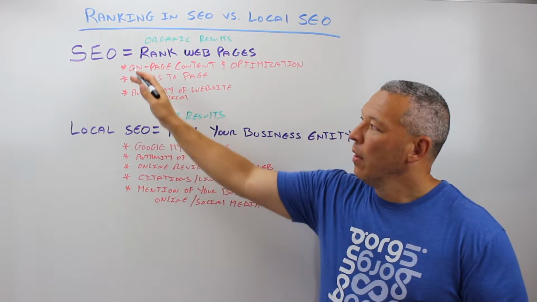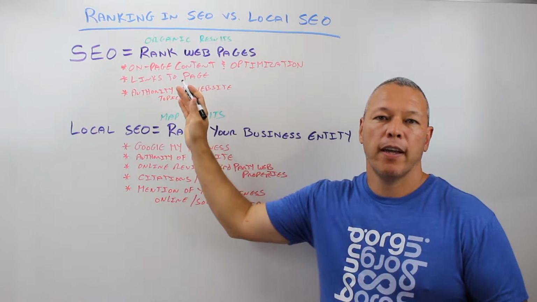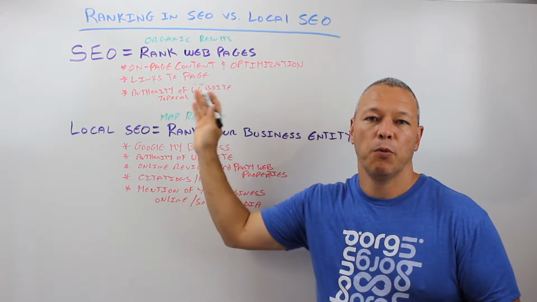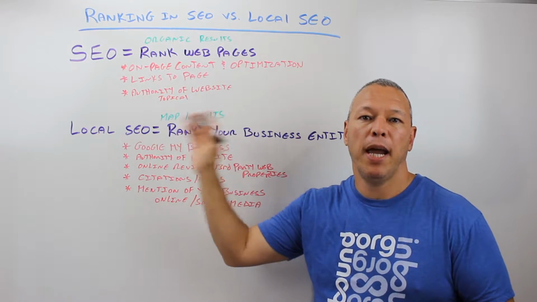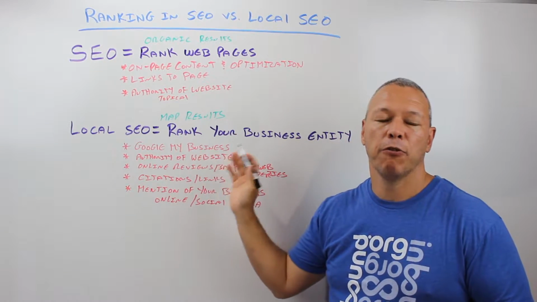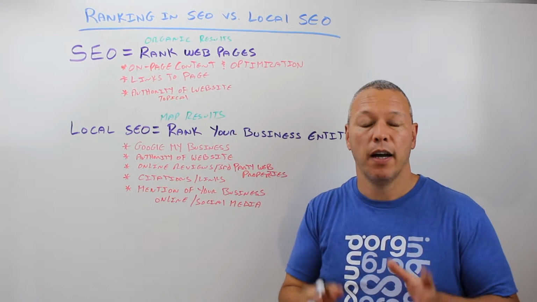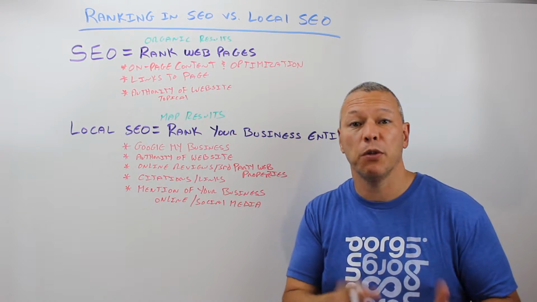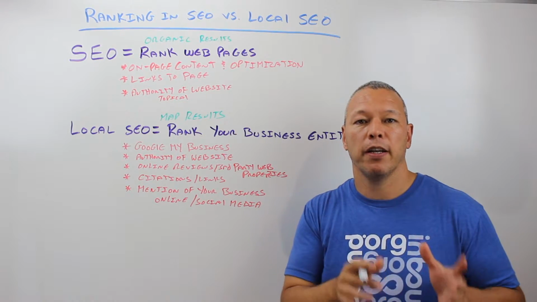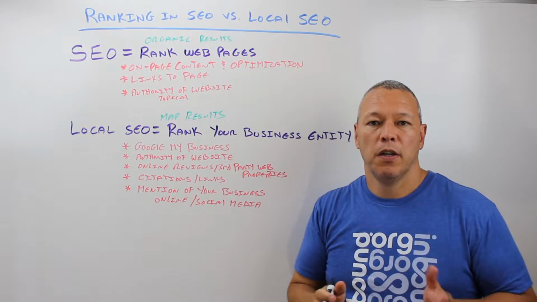The biggest difference is that when you're dealing with SEO, you're trying to rank a web page on your website. You're trying to rank the page on your site, and when it comes to local SEO, you're trying to rank the business entity. So you're trying to rank a business, not any individual web page or even your website. You're trying to rank your business entity as opposed to trying to rank a web page on your business.